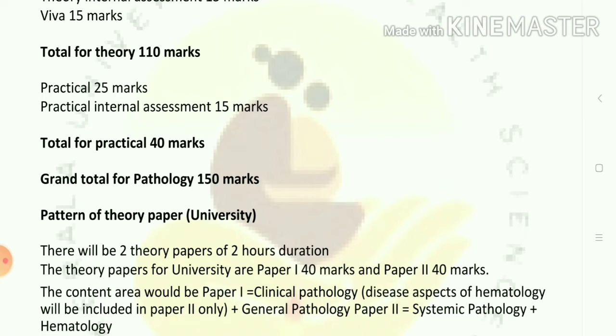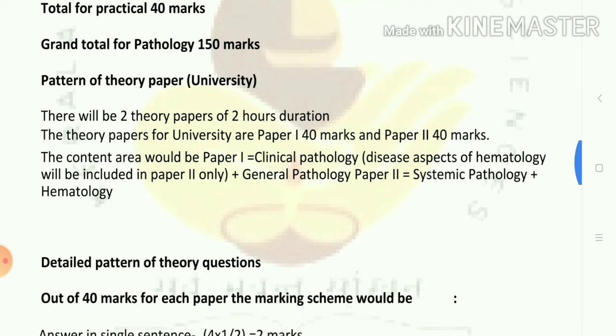Pattern for the university theory paper. There will be 2 theory papers of 2 hours duration. The theory papers for university are paper 1, 40 marks, and paper 2, 40 marks. The content area for paper 1 is clinical pathology. Disease aspects of hematology will be included in paper 2 only. Then general pathology, systemic pathology and hematology are paper 2 topics.